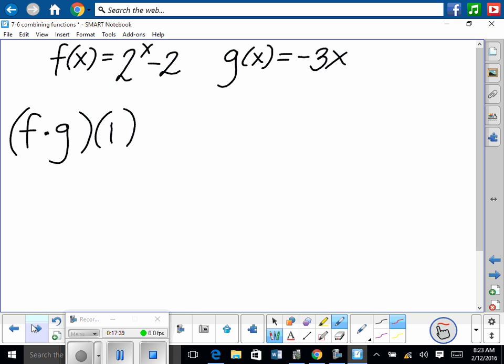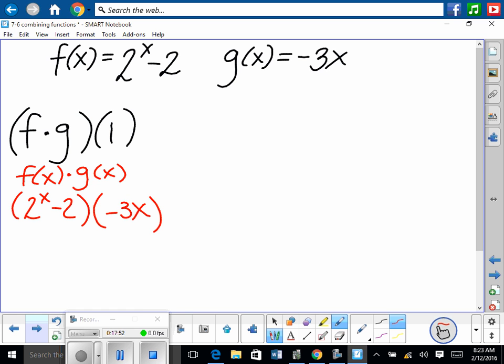Okay, f times g of 1. So we're taking f of x times g of x. Anytime we're multiplying, we need parentheses. 2x minus 2 times g of x, which is negative 3x. Now we would distribute, right, to each term. So careful with this one.